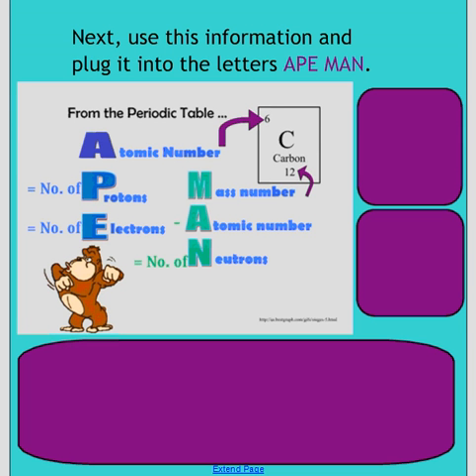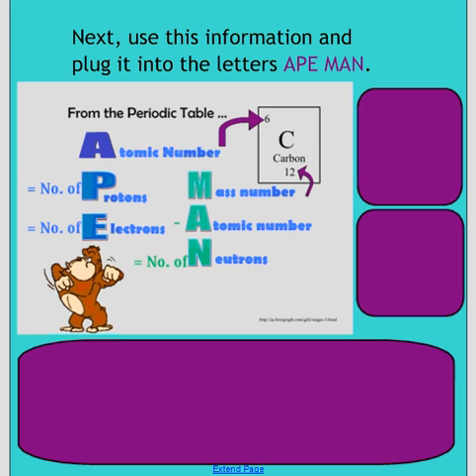Okay, next, once we've found that symbol on the periodic table, we're going to use that information and plug it into the letters APEman. APEman stands for something. Each letter in APEman means something different, and they're all going to help you to find the values that you need.